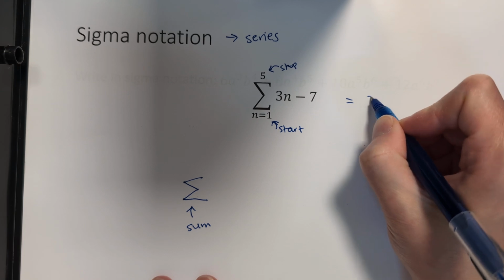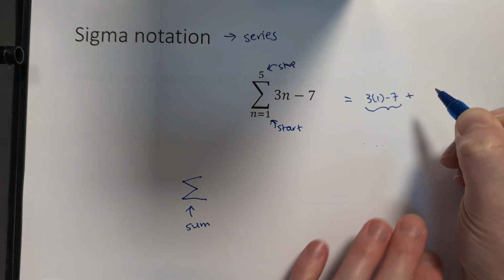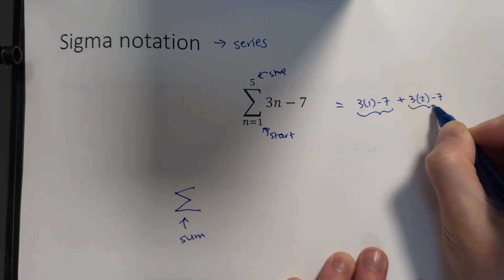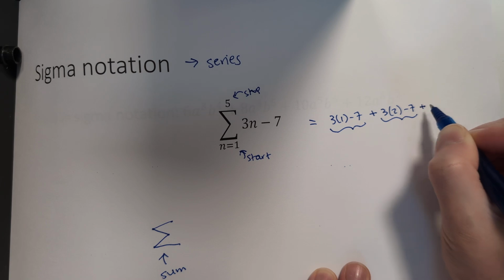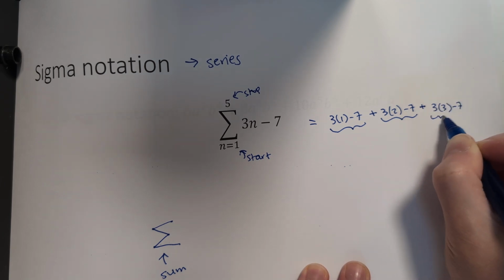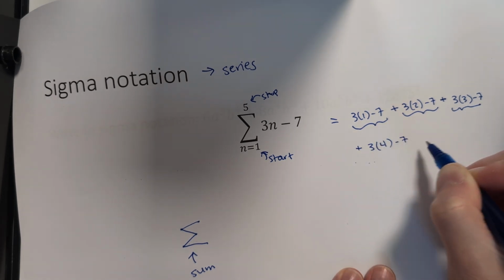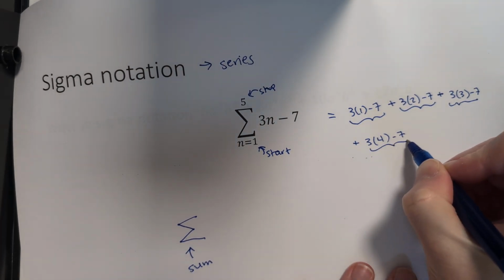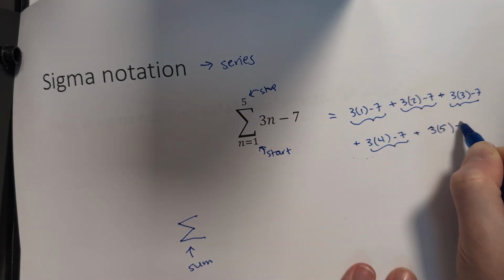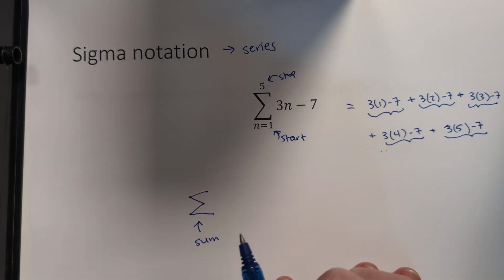So I'm going to start when n equals 1 and put it into this general term. So 3 times 1 minus 7, and it's the sum, so I'm going to add it. And then 2, that's the next one. And the next one is 3 times 3 minus 7. I'm going to have to go to the next line. 3 times 4 minus 7. And I'm going to stop when n is 5. That's the next one. You don't need to put lines underneath or any squiggly things. I'm just doing it to make it clear.